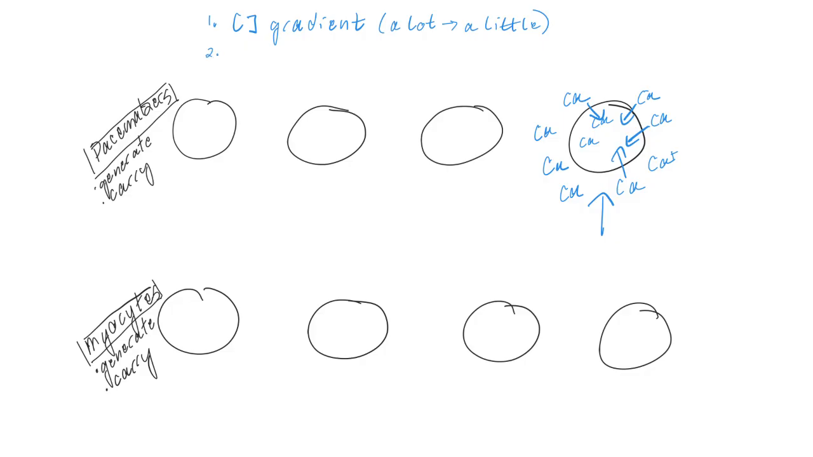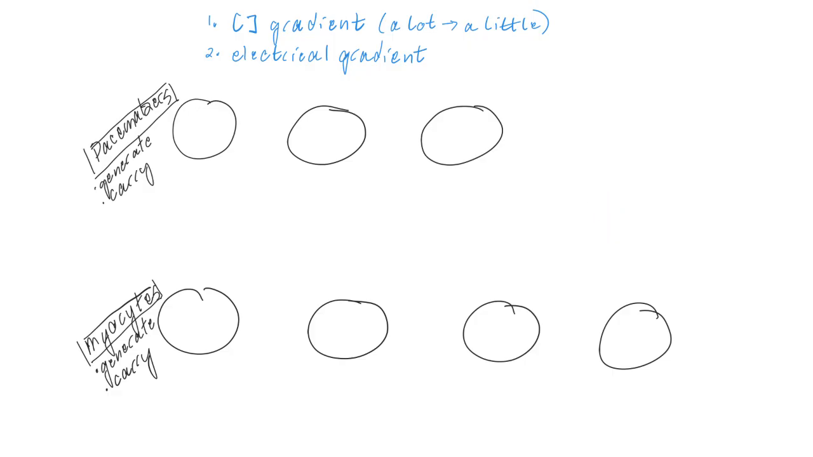The other way that ions move is according to an electrical gradient. So I'm going to erase this last cell here and draw out an electrical gradient. I'm just filling in this last cell to illustrate these points.